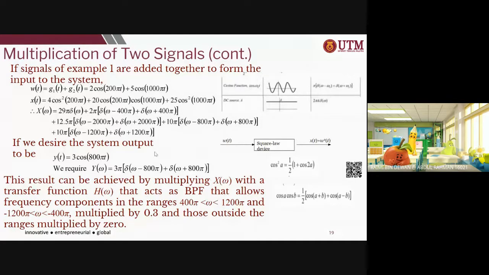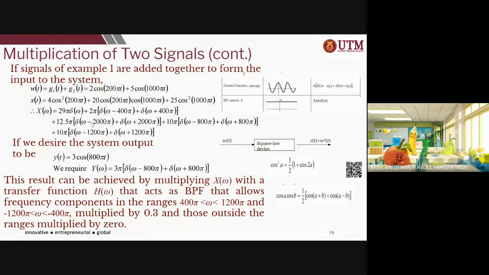So if you notice, this is your x(t). Okay, this is your x(t), the result from the square law device. However, y(t) is actually the output. The real output, I mean the final output, doesn't mean it's not real or unreal. It means the final output with 800 pi t.